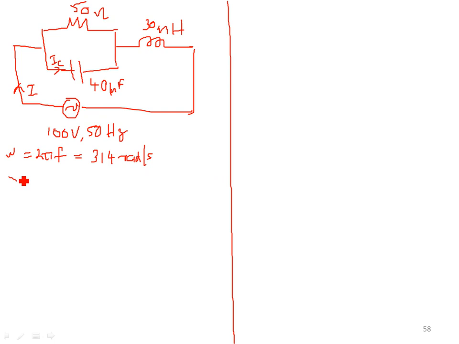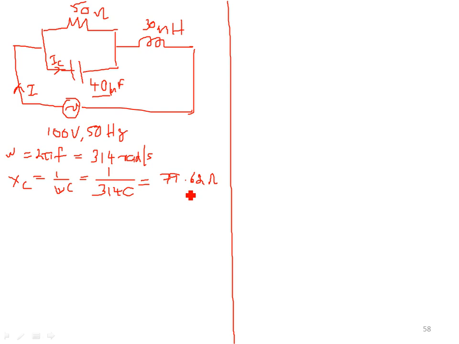Now, what is Xc? Capacitor reactance Xc is 1 by omega into C. Omega is 314. Capacitance is 40 microfarad. So, it is 1 divided by 314 into 40 microfarad. So, it will be 79.62 ohms. Okay, so capacitor reactance is 79.62 ohms. So, that is Xc.